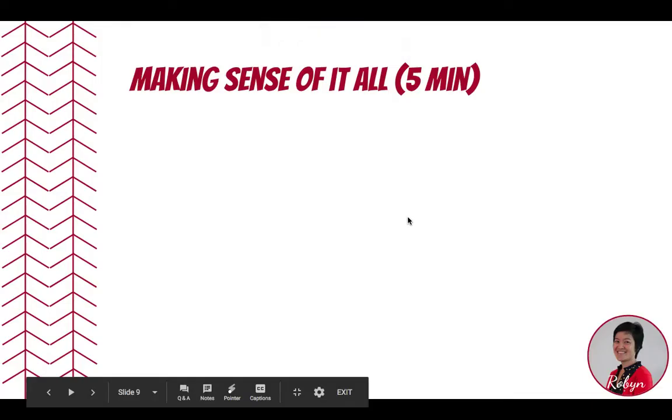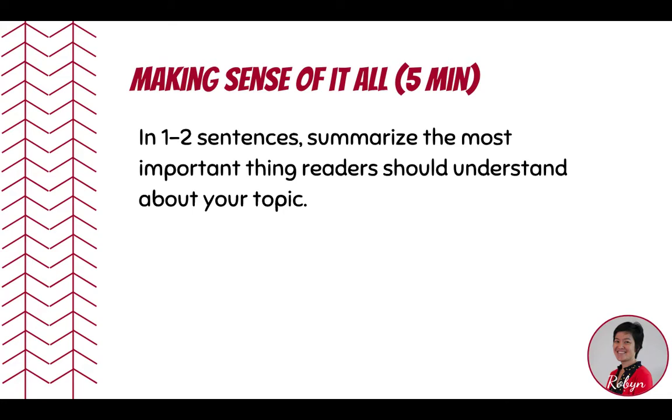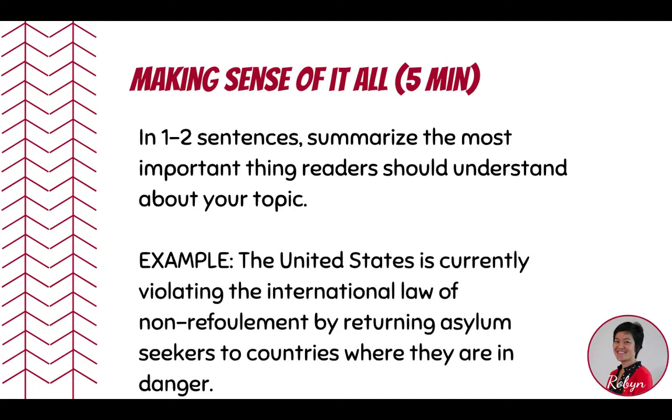You're going to summarize in 1 to 2 sentences the most important thing readers should understand about your topic based on what you've learned so far. So for my topic, the thing I thought was most interesting and important was that the United States is currently violating the international law of non-refoulement by returning asylum seekers to countries where they are in danger. Pause the video here to write your summary. If you are completing this workshop for credit, be sure to enter your response in question 3 in the quiz.